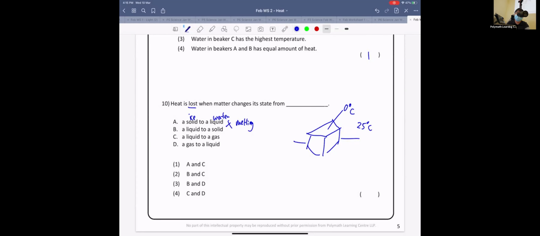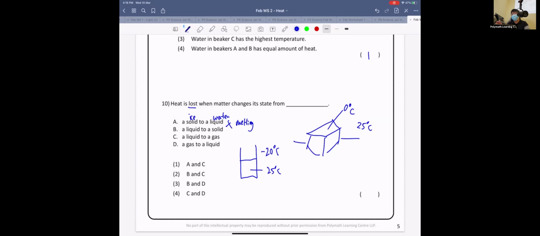True or false? Freezing requires water to lose heat. True or false? Again, I want you to remember how to check. In a freezer, the surrounding air temperature is minus 20 degrees Celsius. The water is room temperature, 25. So will the water lose heat or gain heat?